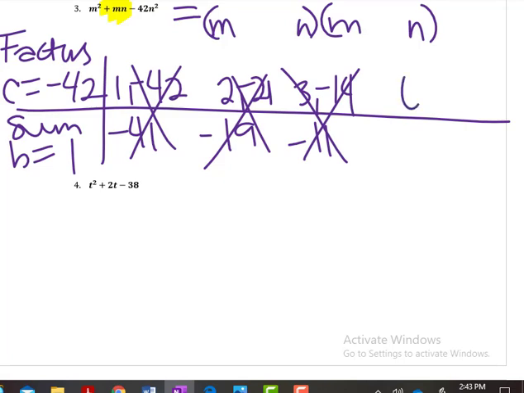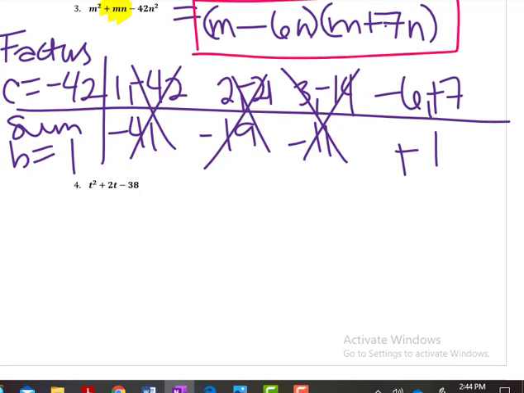How about 6 and negative 7? Gives me a negative 1. Okay, that's close. I need a 1, and I got a negative 1. So I'm just going to change the signs, and I get a negative 6 and a positive 7. And this would be my answer: the quantity m minus 6n times the quantity m plus 7n.